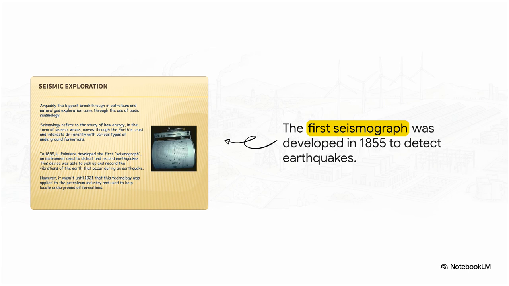Back in 1855, El Palmier developed the very first seismograph, originally just to detect and record earthquakes. It was a purely scientific geological tool. But this exact device became the bridge that took us away from the 1850s seep hunters and pointed us straight toward the modern exploration industry.